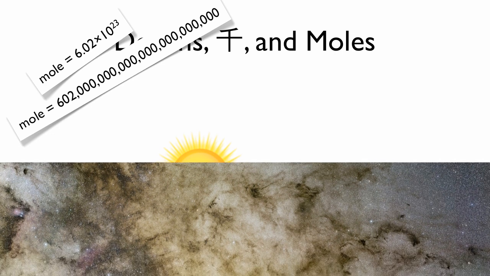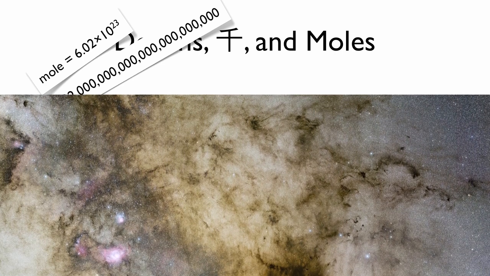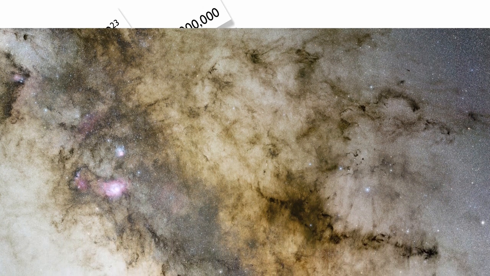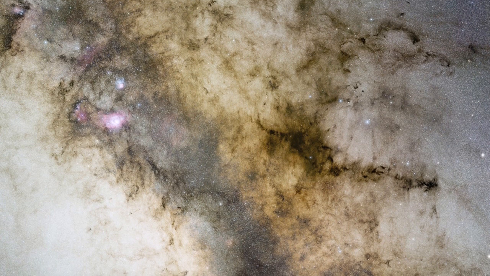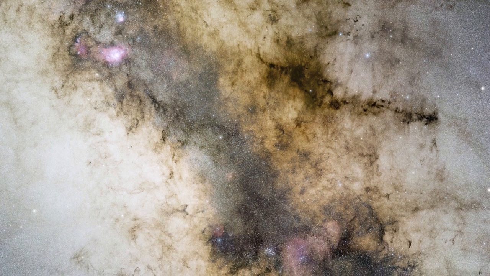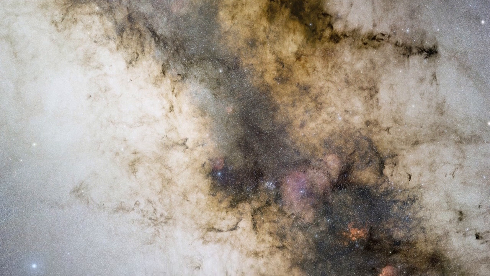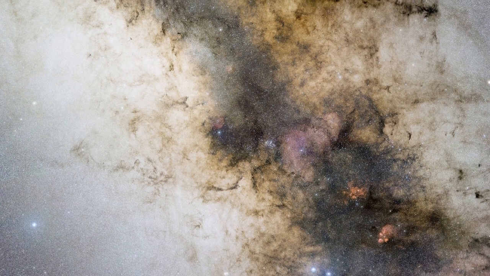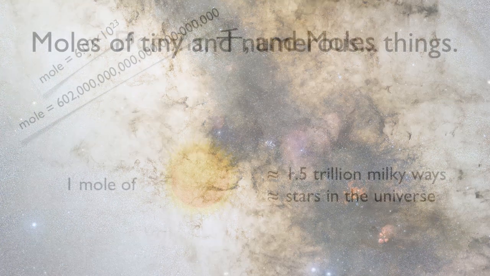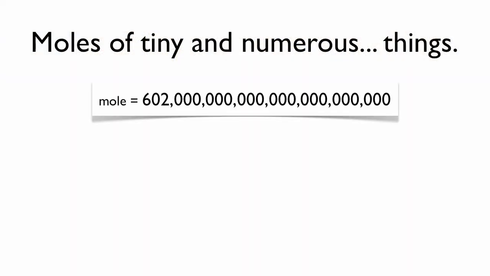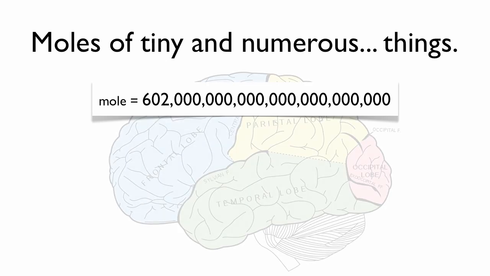And here is just a small portion of the Milky Way, our own home galaxy. This makes me think: A, there's a lot of stars; B, the mole is a truly large number; and C, we're very tiny. Speaking of tiny, what things might be better counted in moles? How about the human brain?